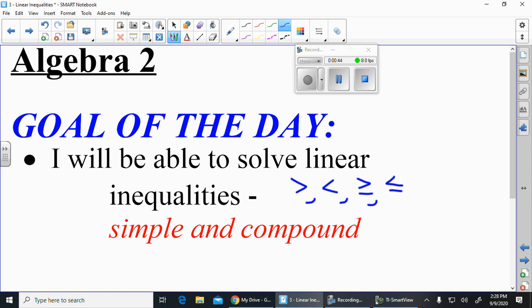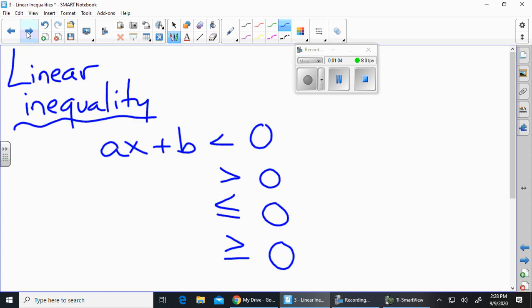The biggest difference you're going to see is if it's simple, it has one inequality. If it's compound, it has two. After this year, you will not forget because you see inequalities all the time. So the biggest thing we want to remember, if it's linear, it doesn't have a square. So I can say ax plus b is less than, it doesn't have to be 0, but linear just means you don't have anything but a square. It's less than, greater than, less than or equal, greater than or equal.